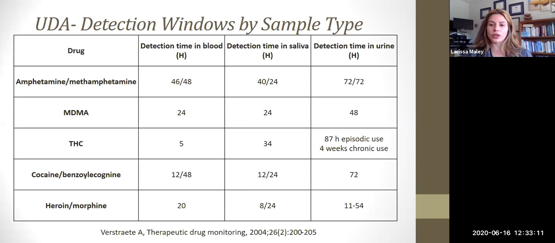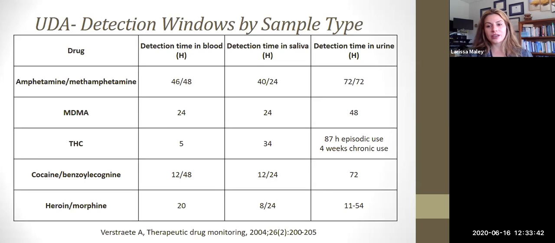And then the last screener that we use as professionals is, of course, our UDM or UDA. And being able to routinely do this as part of practice, again, like a universal screener for everyone that crosses your threshold, can be very helpful. And it's important to understand the detection times, because depending on how frequently you do this, you might miss if somebody is using and they're not endorsing that they're using.